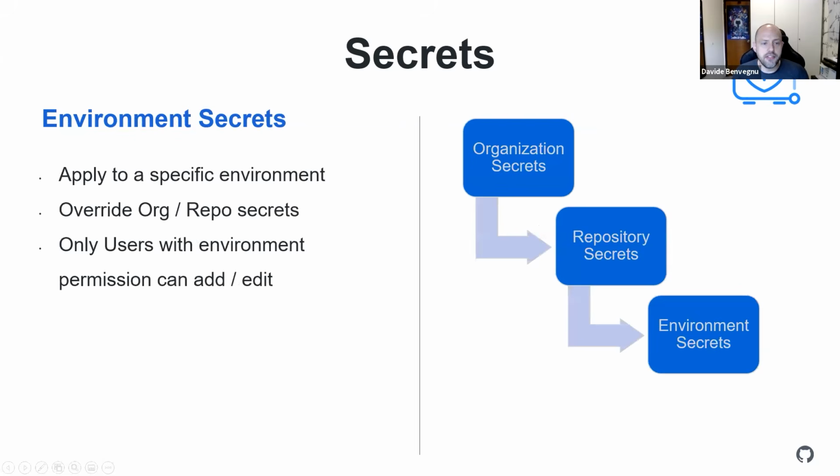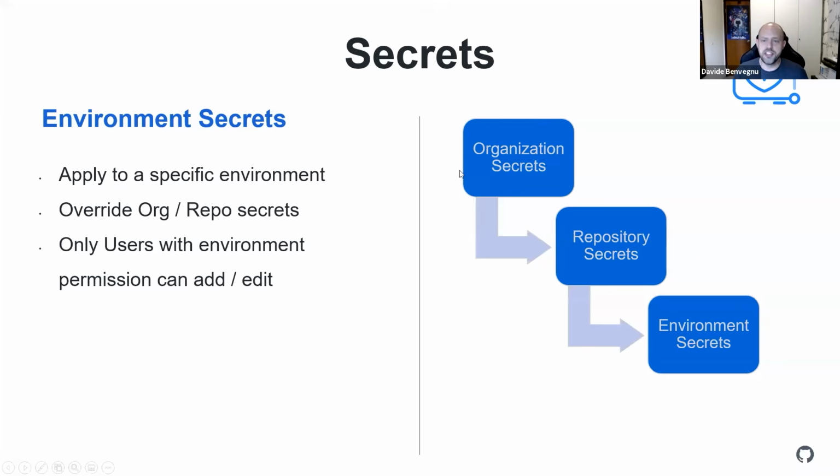Finally, we have the environment secrets, as we've seen before. Those secrets apply to a specific environment. And again, they override both the org and the repo secrets. The good thing about this is that only the users that have specific permission to that environment can add and edit a secret.